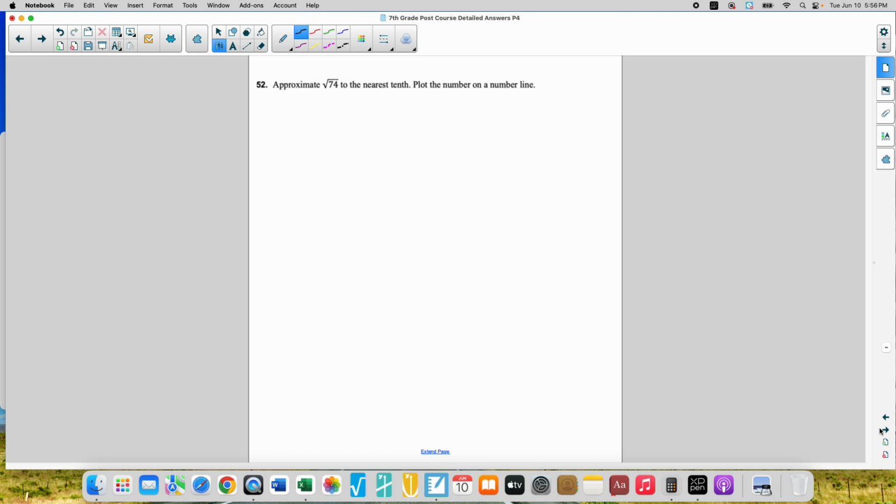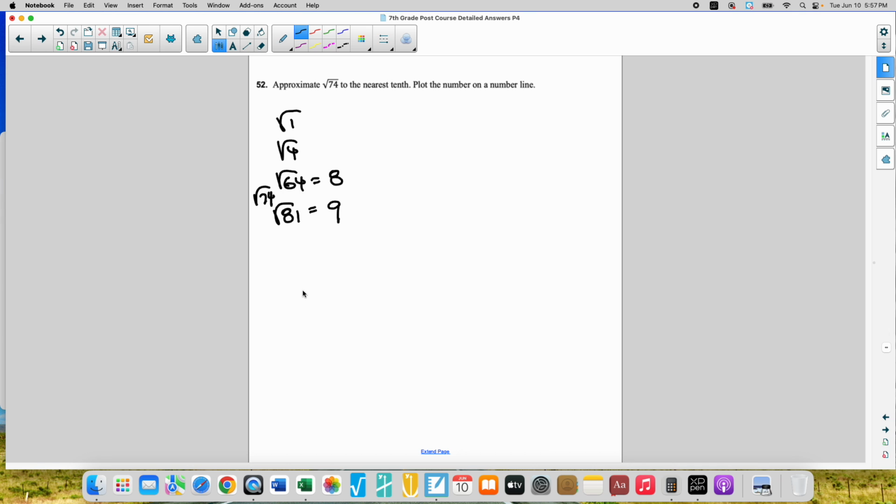Approximate the square root of 74 to the nearest tenth. Plot the number on a number line. Well, okay, so we have square root of 1, square root of 4, let's jump to square root of 64 and square root of 81. So square root of 64 equals 8, square root of 81 equals 9. So notice square root of 74 is in between these. And how close is it?